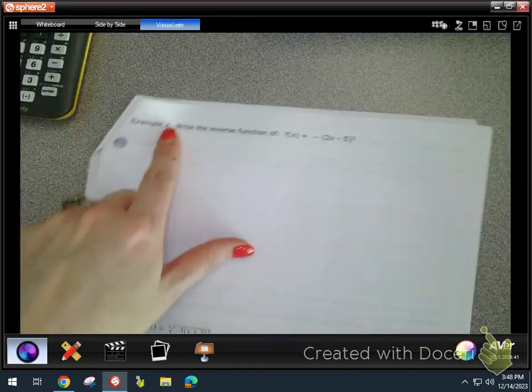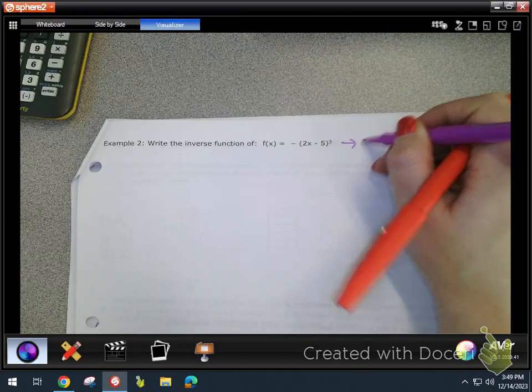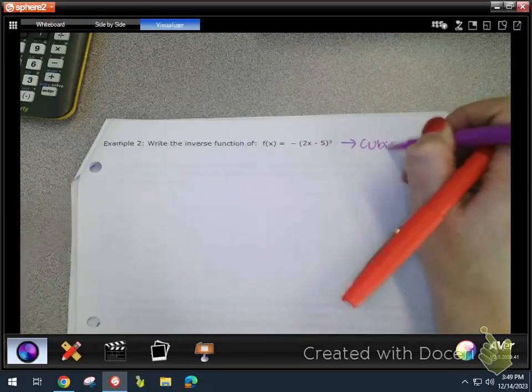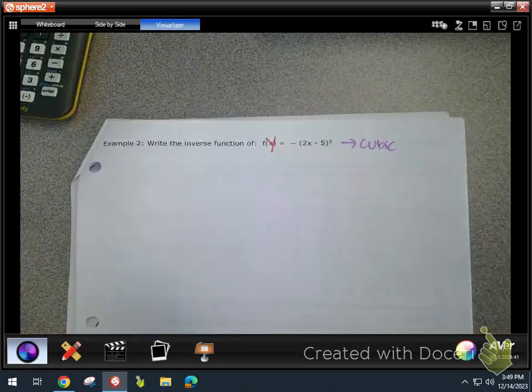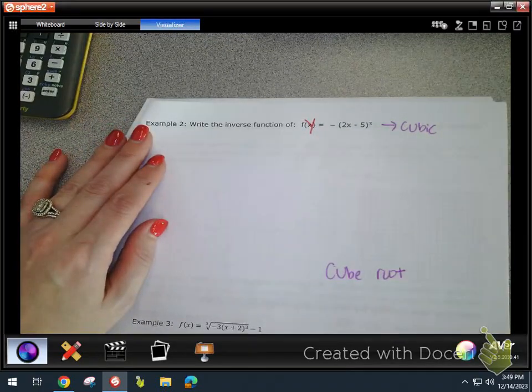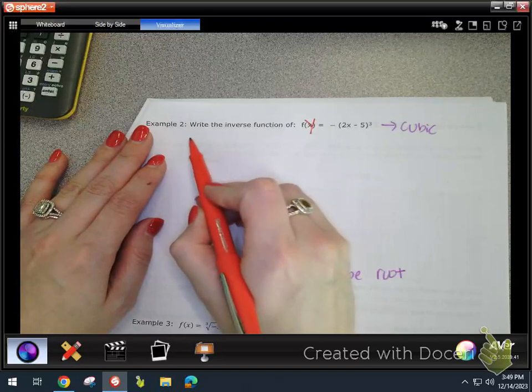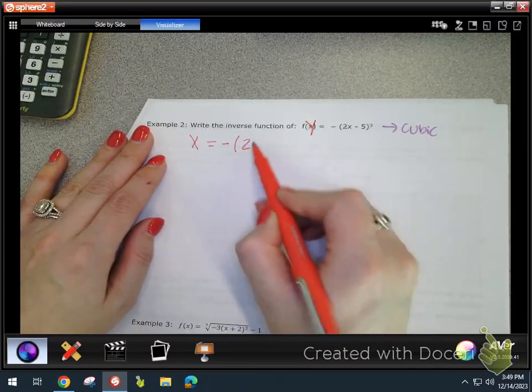Here is a second example. Write the inverse function of this. Okay, what is this parent function originally? Cubic. Okay, so my inverse is going to be a cube root. I rewrote f of x with y, and then I'm going to switch x and y. I'm doing it in fewer steps for this problem, but I want you to do this one on your own.